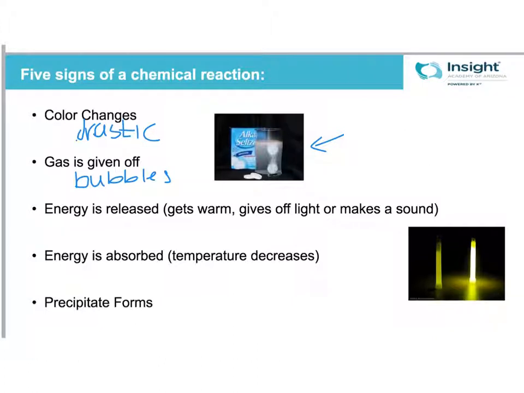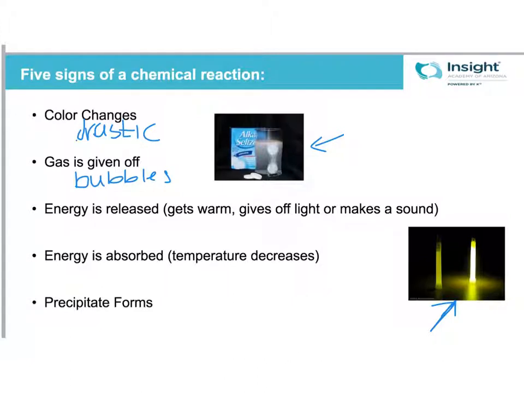There's also energy being released or energy being absorbed. You can think of this as exothermic changes and endothermic changes. If you combine 2 chemicals and suddenly the beaker gets warm, energy is being released, or if it gives off light, like these little glow sticks, that's energy being released. With energy being absorbed, the energy goes into the reaction, which makes the surroundings cooler.